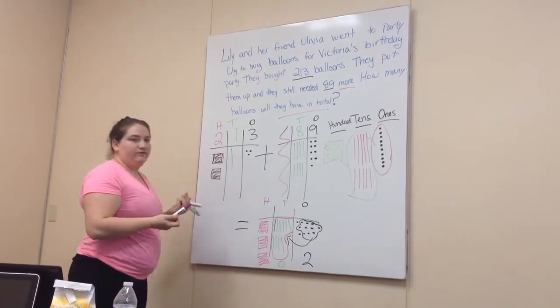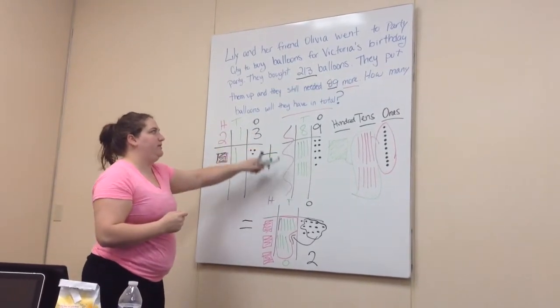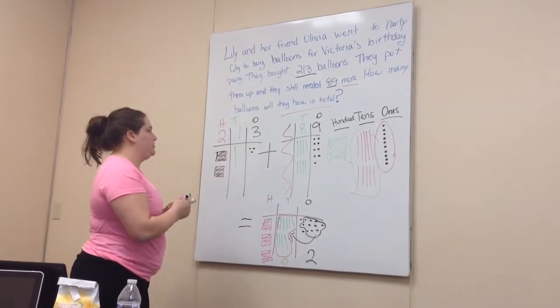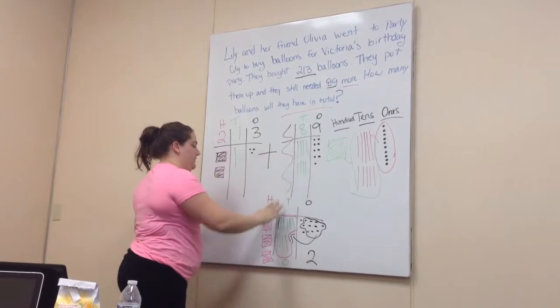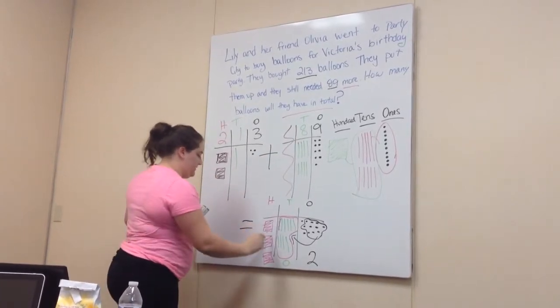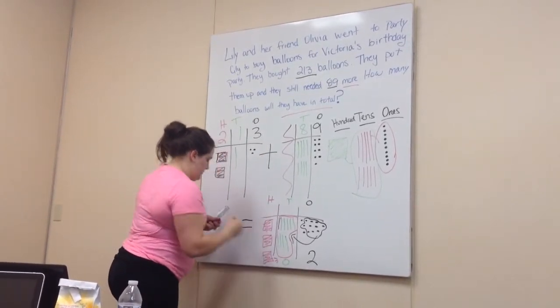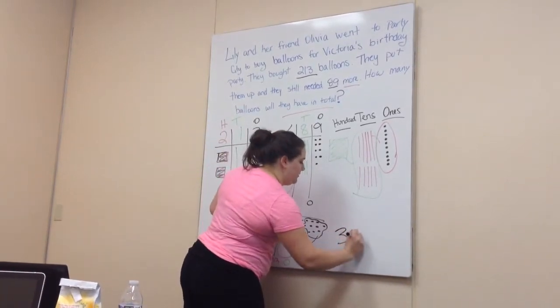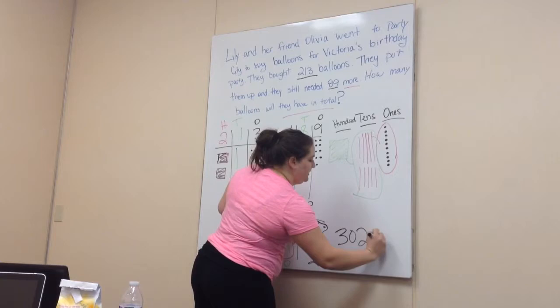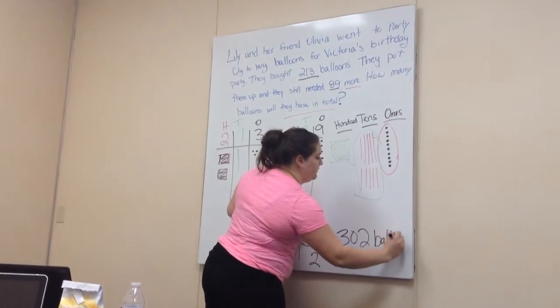Now a misconception for a student would be, well, why is there nothing there? We need to make sure and let them know that we're only using the tens and the ones place, so there would be nothing here, so we don't have to worry about it. Now this would be 3. So your total would be 302, and that's how many balloons they would have in total.